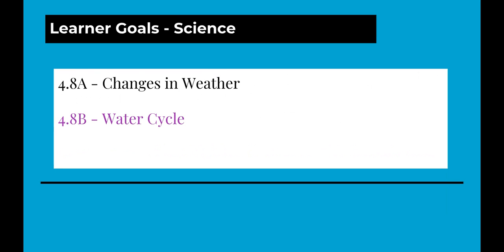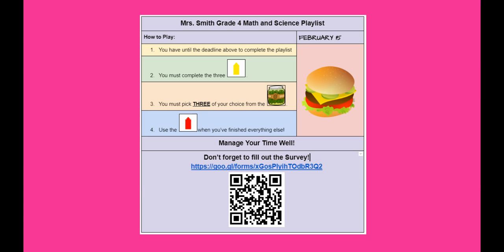In science, we're going to wrap up changes in weather, which is 4.8a, and then we are going to go back and review the water cycle, 4.8b. This should be familiar to you. You guys have been doing this for a couple years now. So this is up on our board.